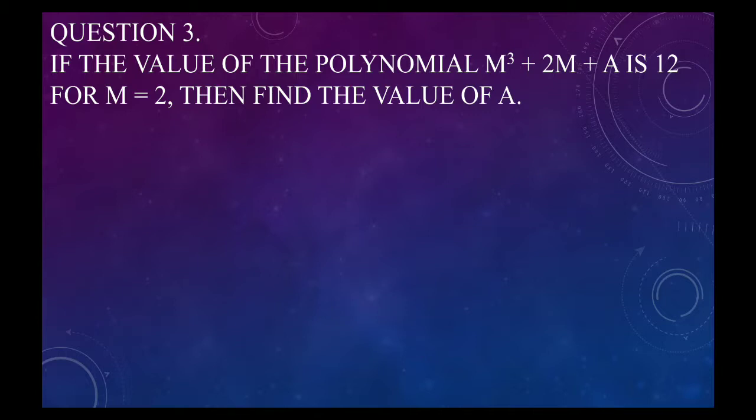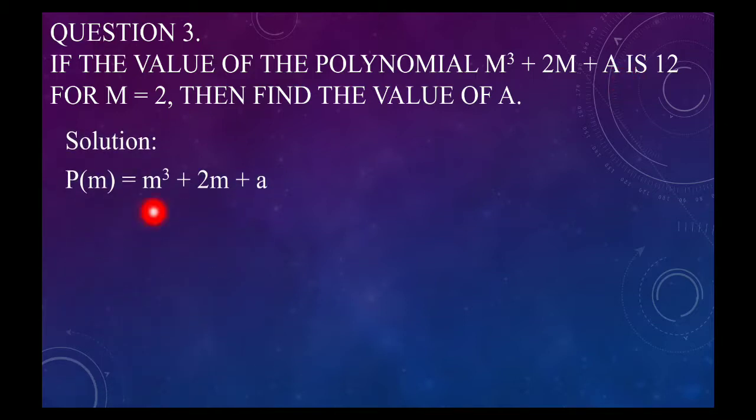Question number 3 of the same exercise. What is the polynomial? The value of the polynomial m cube plus 2m plus a is 12 for m is equal to 2. The value of m is what? 2. And when we solve by substituting the value of m is equal to 2 in the polynomial, we will get the answer as 12. We have to find the value of a. Okay, from the polynomial, a value we have to find.